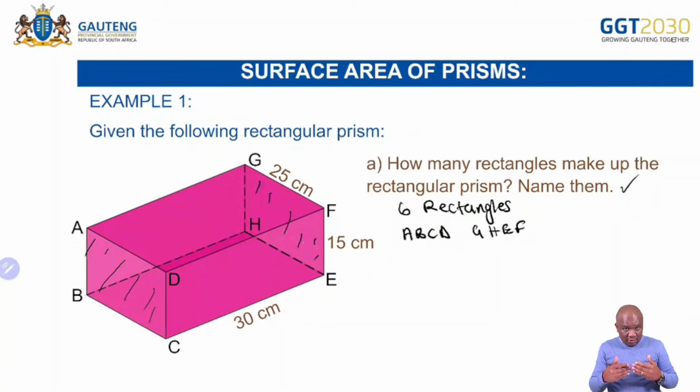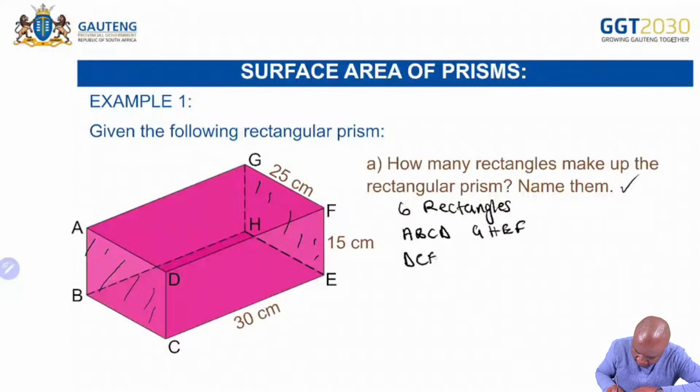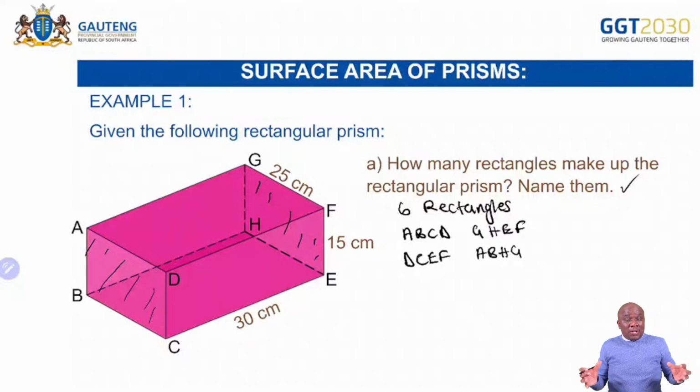Then there's one at the front. At the front, we have D, C, E, F. Right? And then at the back, we have A, B, H, G. These are congruent also. They are just the same. So it means if we have managed to find the area of DCEF, then we have found the area of ABHG. You see that? Okay.